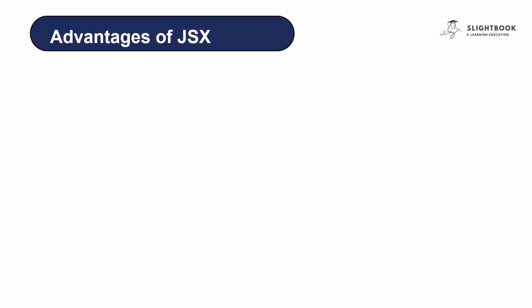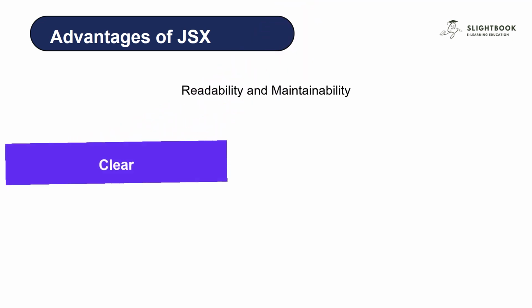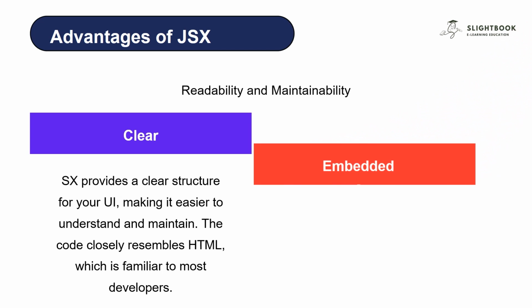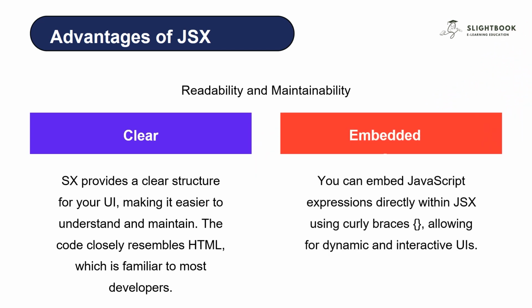Advantages of JSX: readability and maintainability. Clear structure. JSX provides a clear structure for your UI, making it easier to understand and maintain. The code closely resembles HTML, which is familiar to most developers. Embedded JavaScript. You can embed JavaScript expressions directly within JSX using curly braces, allowing for dynamic and interactive UIs.